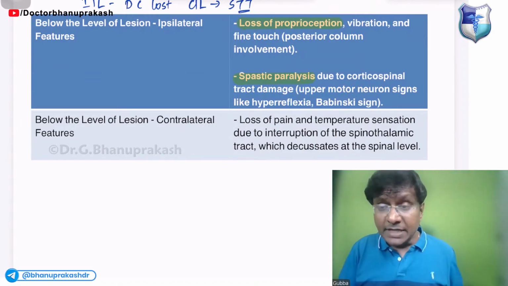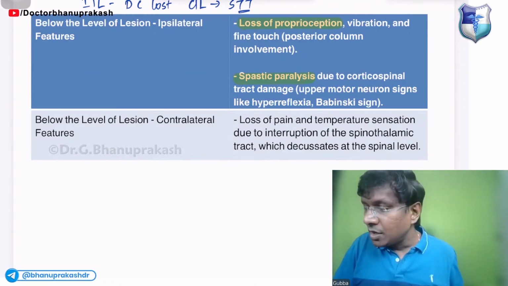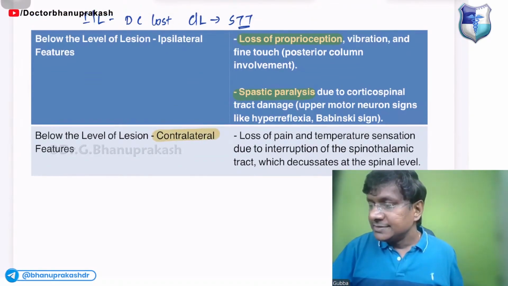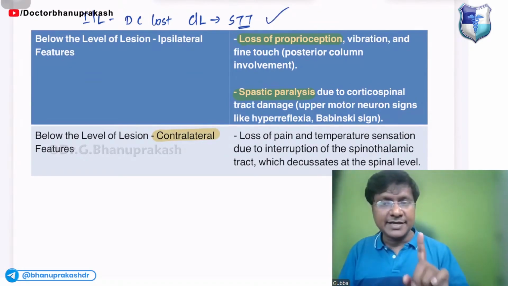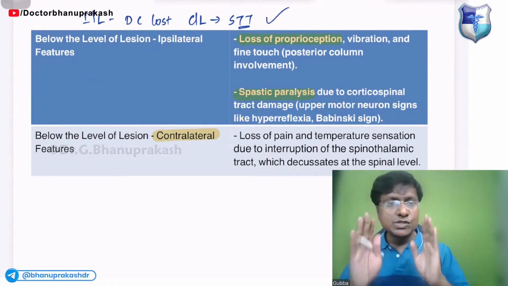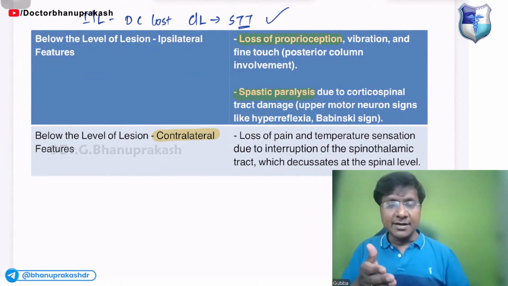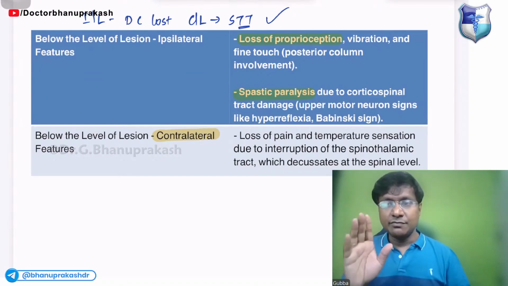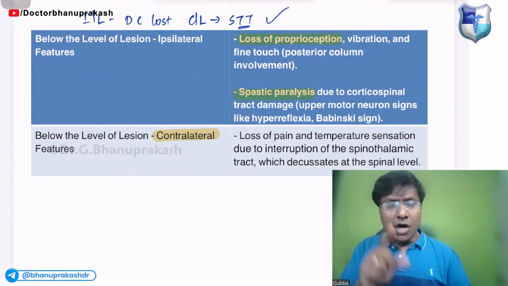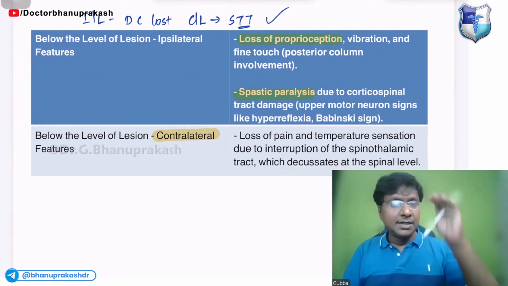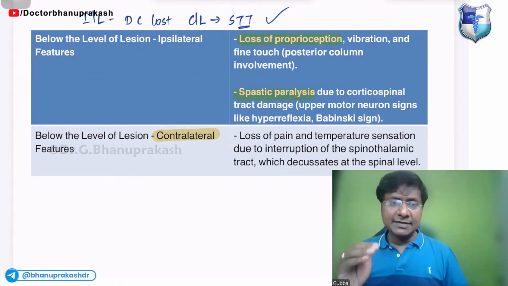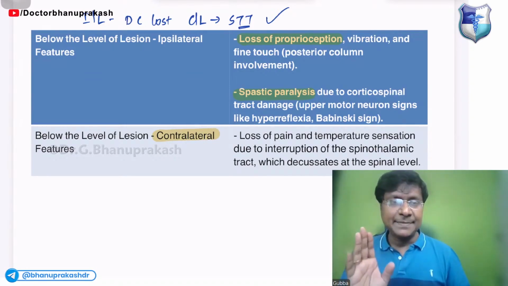And below the level of lesion, what will be the contralateral features? I said it already. Contralateral spinothalamic tract sensations are lost. So to summarize, at the level of lesion, ipsilaterally, motor manifestation will be flaccid paralysis. Contralateral, there is no motor manifestation at the level of lesion. Coming to below the level of lesion, motor manifestations will be spastic paralysis due to corticospinal tract involvement.